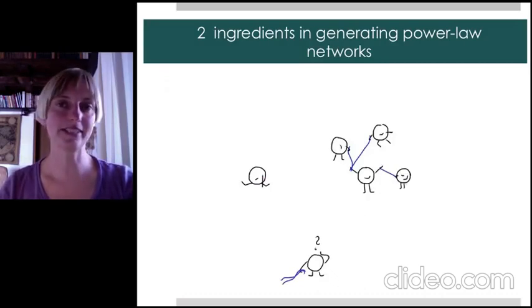There's going to be a second component, which is that when you come into the network, you're going to have some edges that are allocated. For example, if you're a new paper, you're going to have, say, 30 or 100 or who knows how many citations that you're going to give to the papers that have come before you.